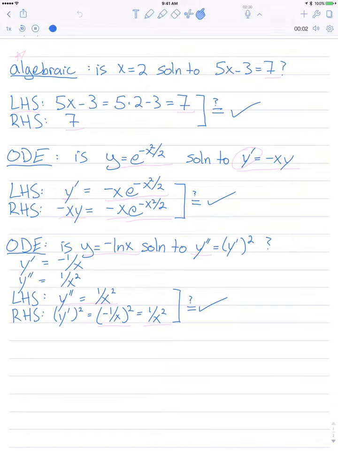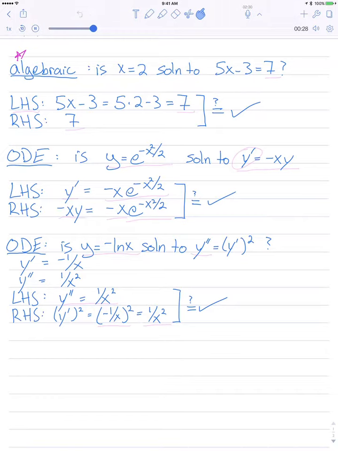A nice thing about differential equations is that you can always check if a solution is actually a solution to a differential equation by just plugging it in, right? And you're familiar with this idea from algebra. So for an algebraic equation, we could ask, is x equals 2 a solution to 5x minus 3 equals 7? And the way you would check is you would take that proposed solution, plug it into the left-hand side, and plug it into the right-hand side.